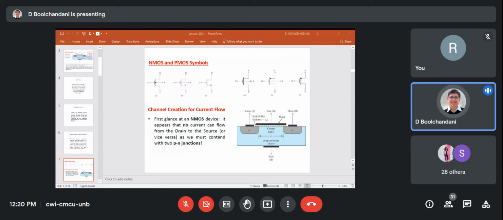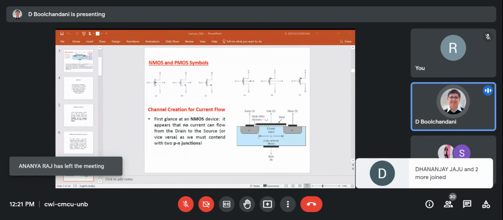Sometimes you have a 4-terminal shown on the symbol. Sometimes you don't. If the substrate terminal is not shown, that means that the substrate is connected to the most negative supply or to the ground in the case of NMOS transistor, and in the case of PMOS, it is connected to the most positive supply.